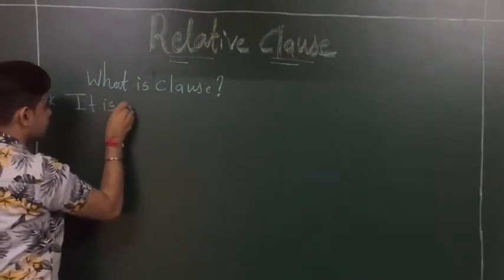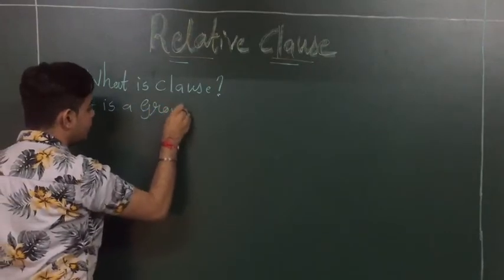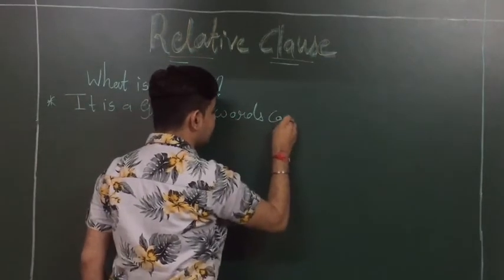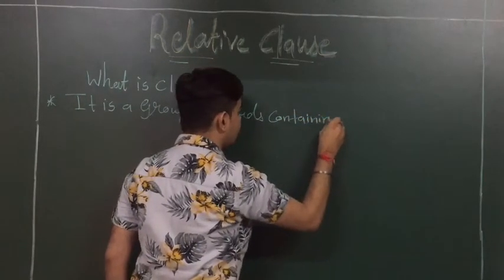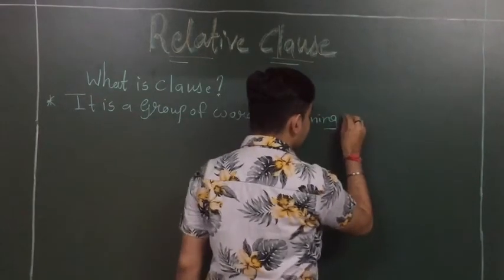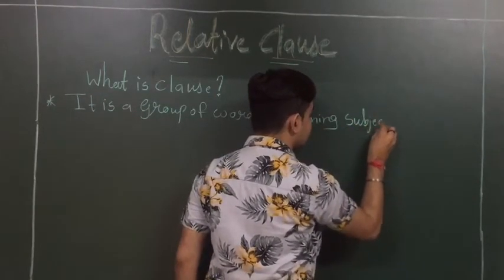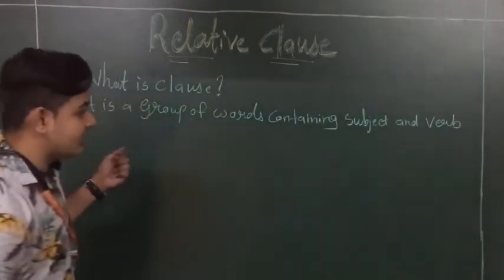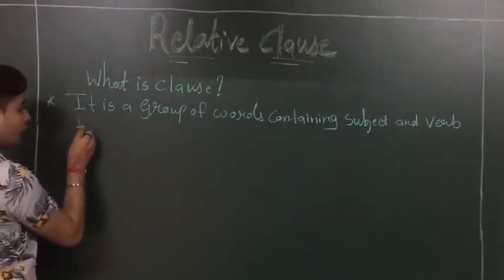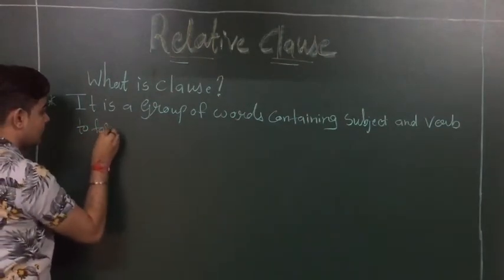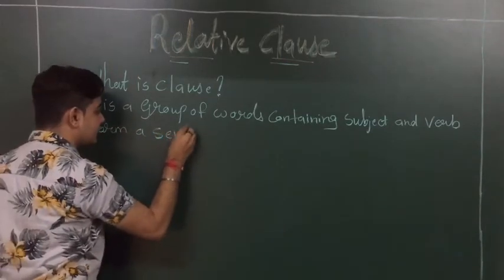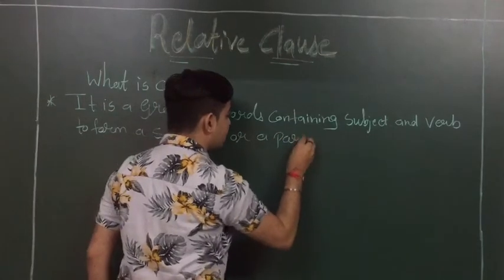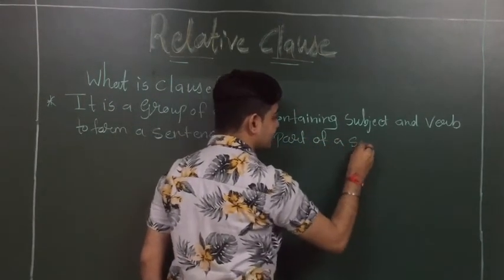It is a group of words containing subject and verb to form a sentence or a part of a sentence.